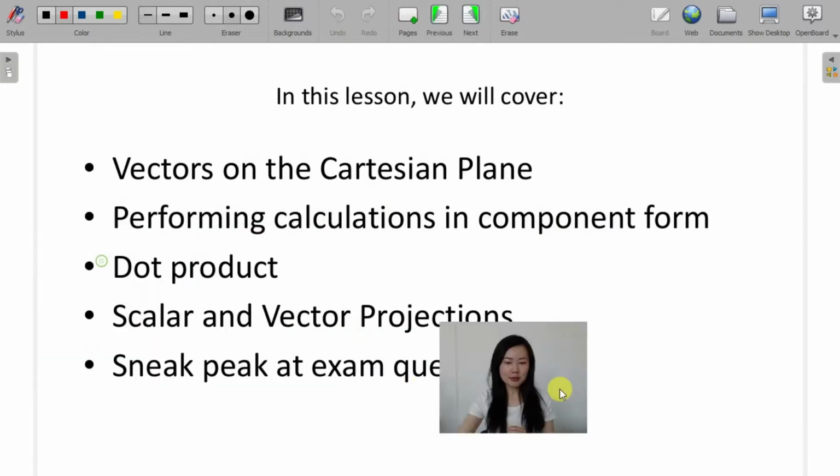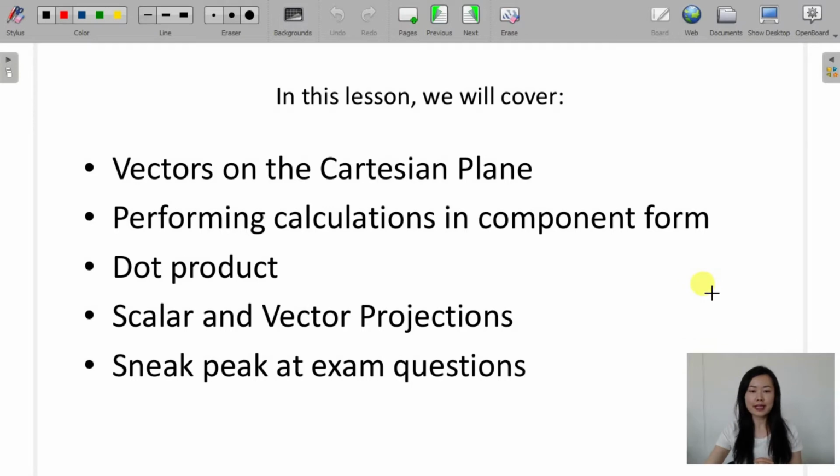Okay, so in terms of what to expect, first of all, I'm now moving off vectors being purely just arrow things you manipulate and talk about. Well, how do we represent vectors on the Cartesian plane? And then we'll also look at how to perform calculations in the component form. And we'll also introduce, well, what is a dot product of vectors, which is also known as the scalar product. And we want to look at projections as well.